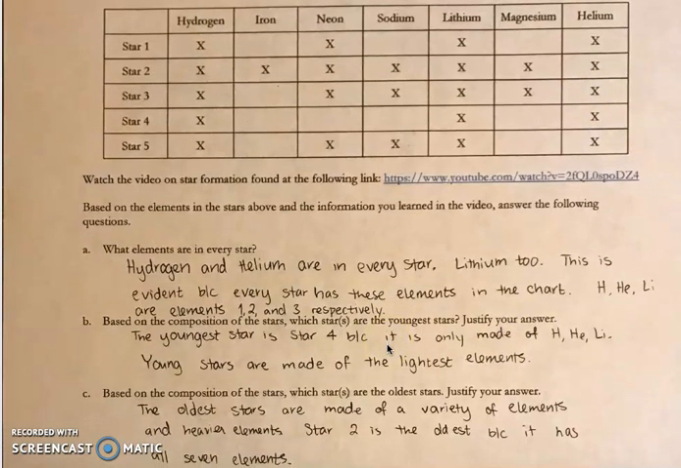Now, older stars then are going to be stars that have been burning and fusing higher and higher proton level elements over time. So star number 2 has to be my oldest star because it has all of the elements in there. It's had lots of time to process.